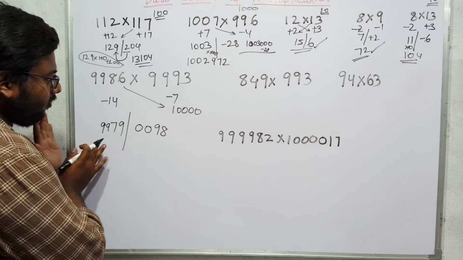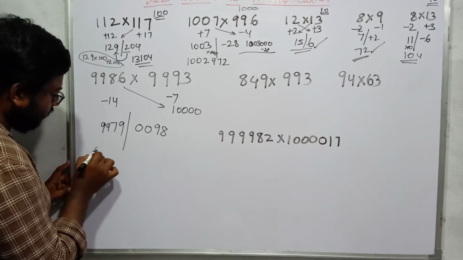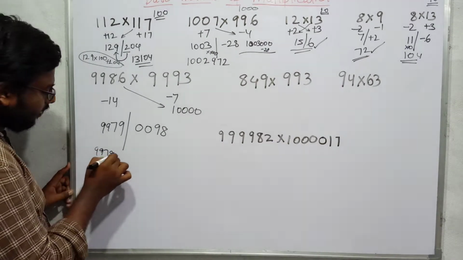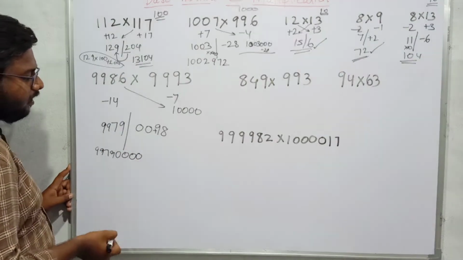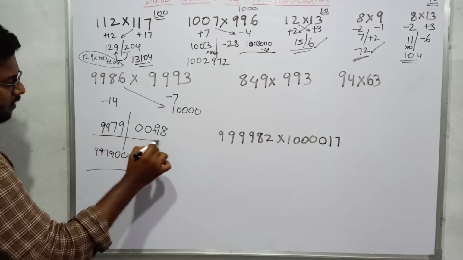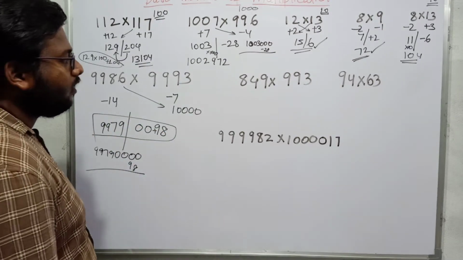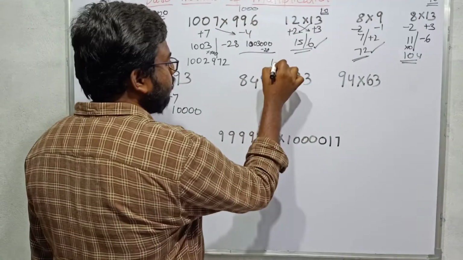If you don't have clarity on this also, no problem. If you write the slash here, this is nothing but 9979 into 10,000, that means there are 4 zeros in it. Now this is plus 98, so I have to add 98 to this, and you will get the same result, 99790098.